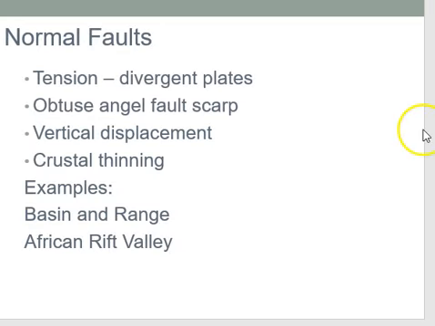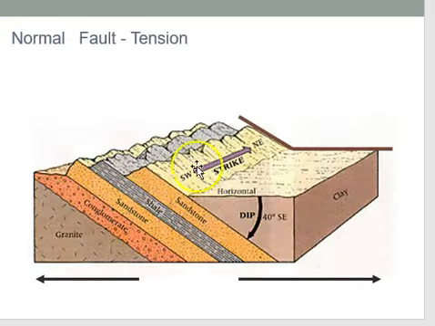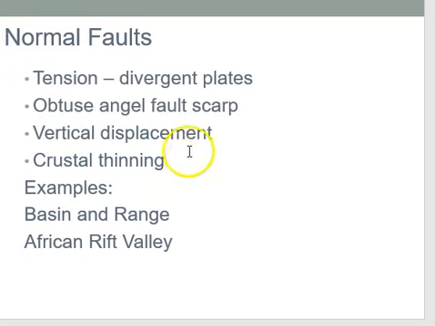So again, that normal fault is a diverging plate. The result is tension in the surface. You get this fault scarp with an open, wide angle. You get vertical displacement of the land, so the land actually drops down in elevation. The crust gets thin, and some very famous examples of this type of faulting are in Oregon, in the Basin and Range, in Nevada, and in the African Rift Valley.